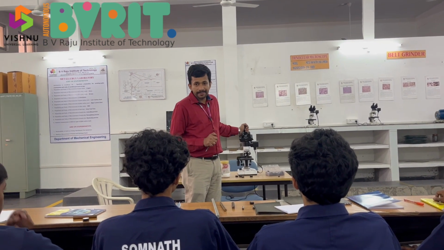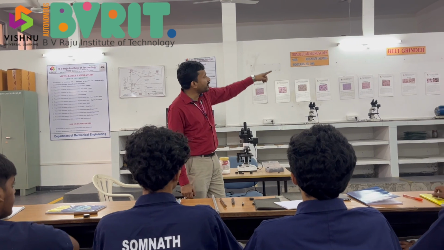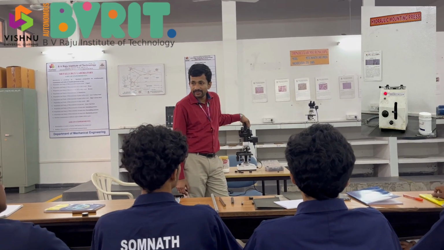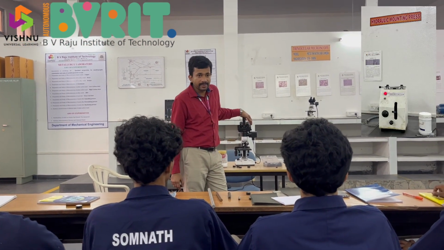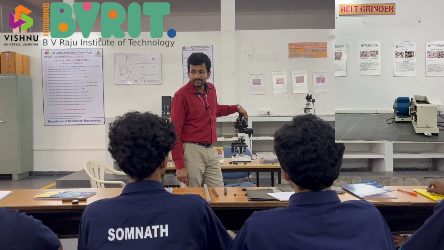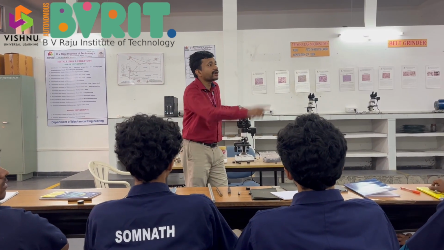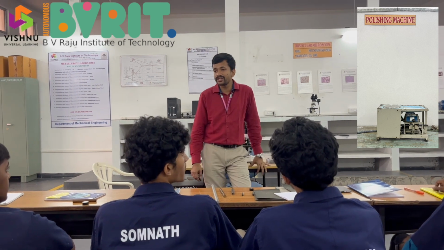So 5 microscopes. Then you have the one hydraulic mounting press. Only one hydraulic mounting press. Then you have a belt grinder, right? One belt grinder. One polishing machine, a disc polishing machine.